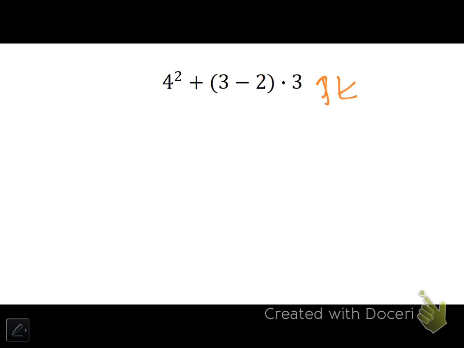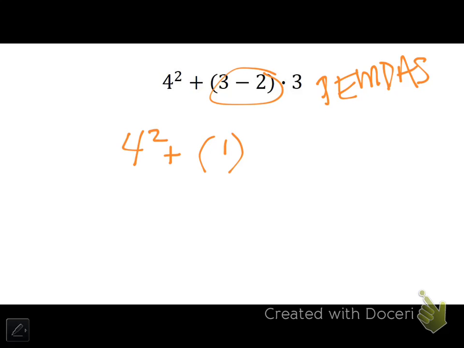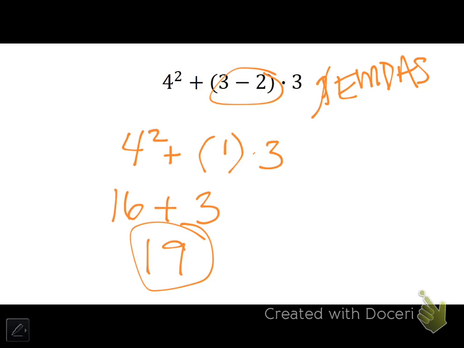Okay, bunch of numbers, PEMDAS. Okay, parentheses. 3 minus 2 is 1. Oops. Exponents. So 4 squared is 16. And then multiplication, so 3 times 1 is 3. So my answer is 19.